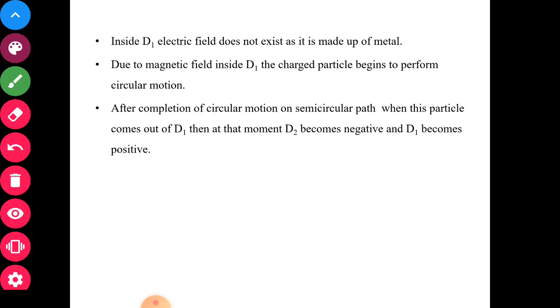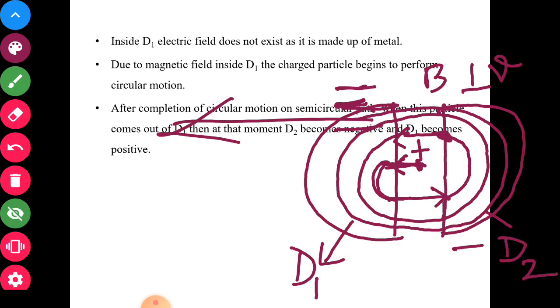Inside D1 the electric field does not exist as it is made of metal. This is the main point. There is no electric field inside the D. Why? Because this is made of metal, and in the metal the electric field is zero. Inside a metal hollow cylinder or hollow region, whatever hollow object is made of metal, the electric field inside is zero. There is only a magnetic field inside this D shape.